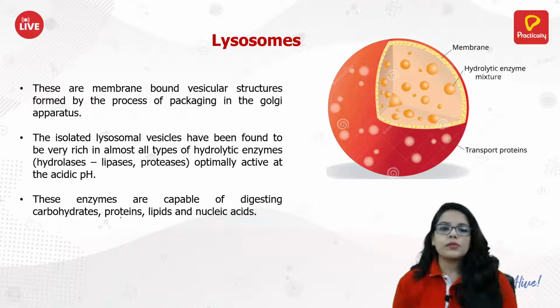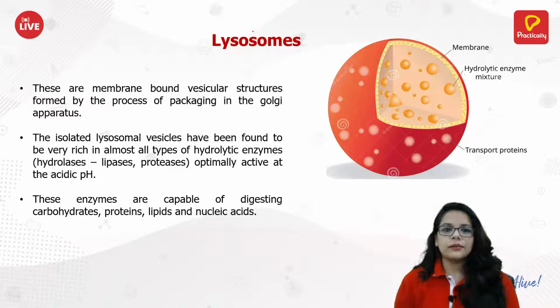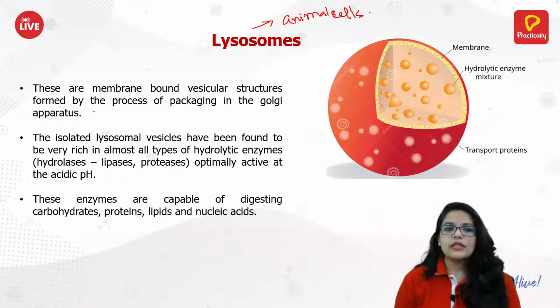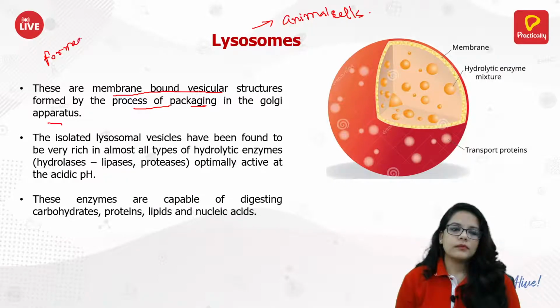Now comes the lysosomes. Lysosomes are mostly found in animal cells. Okay, so these are membrane-bound vesicular structures formed by the processing and packaging of the Golgi apparatus. They are actually formed with the help of the Golgi apparatus.